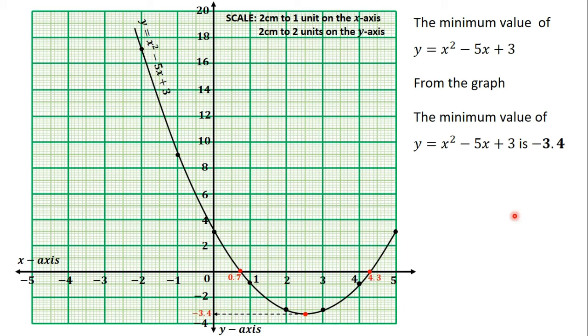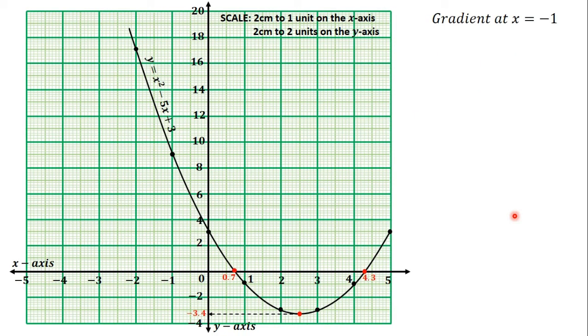Let's go on to the last part of the question, which says that we should find the gradient of the function at x is equal to minus 1.